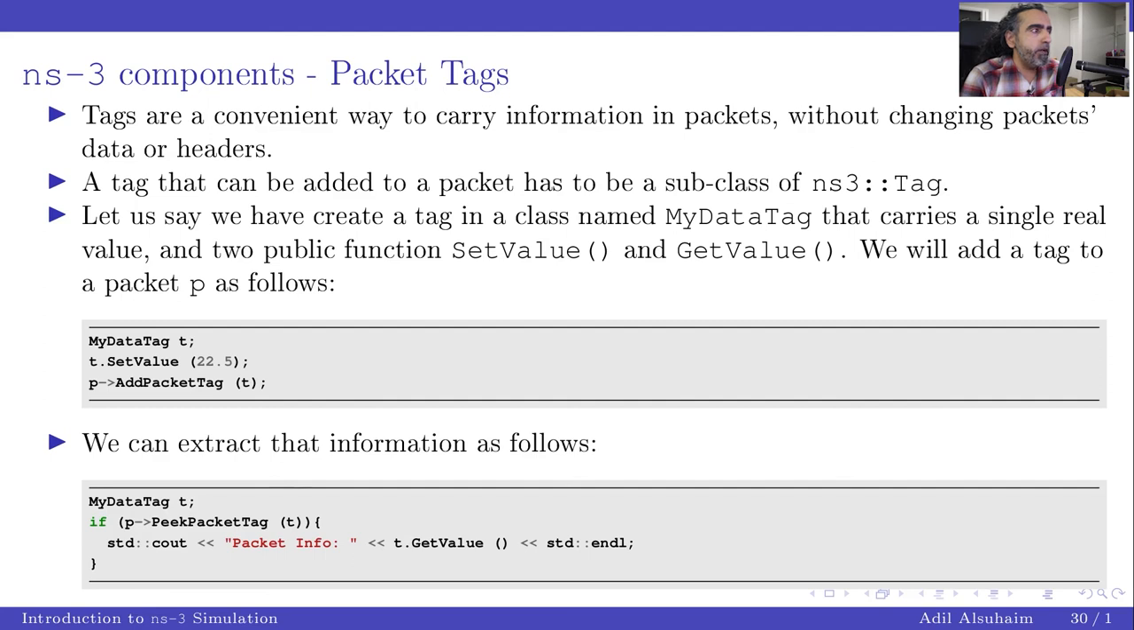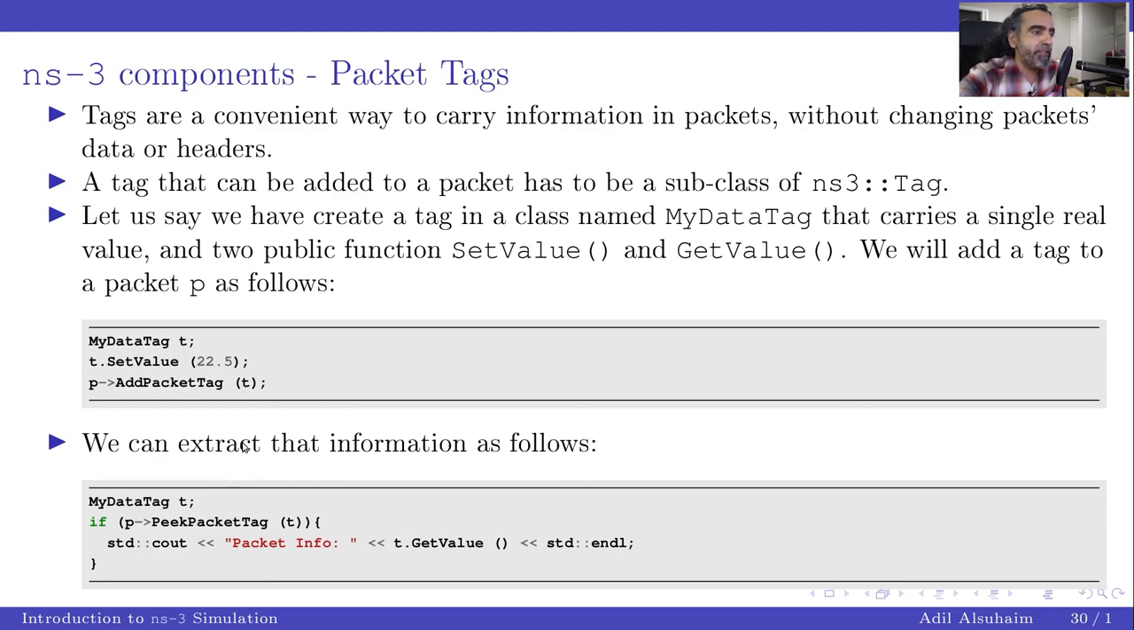And so you would create a class as a subclass of the NS3 Tag, and then maybe have accessor and mutator functions like set value or set X, set Y, set Z. I will talk about how to create your own packet tags later. But let's say you have MyDataTag, a packet tag that you created. Then you could just set a value to 22.5, and then using the packet object, you could add a packet tag, which is this T.